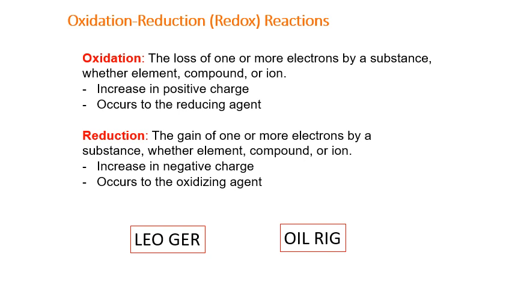One can remember the exact definition of oxidation and reduction, such as oxidation is the loss of one or more electrons by a substance, whether element, compound, or ion. Its increase in positive charge. It occurs to the reducing agent. Reduction is the gain of one or more electrons by a substance, whether element, compound, or ion. Its increase in its negative charge, and it occurs to the oxidizing agent.